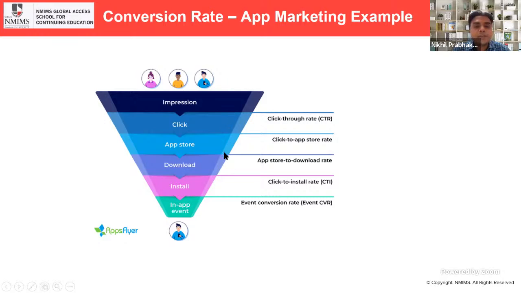And for each stage, we can define a particular conversion rate. We can give it a particular name. For example, CTR stands for click-through rate, click to App Store rate, App Store to download rate, click to install, and finally conversion. Or we can have overall impression to conversion rate, which can be used to compare between companies and industries. So very intuitive process. Now this is coming from AppsFlyer as a tool.